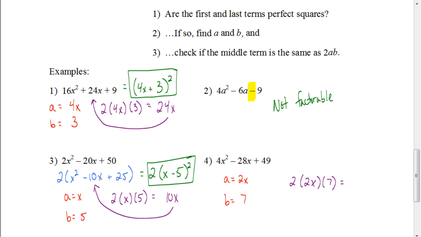Now I want to figure out, is 2 times that 2x times the 7 equal to our middle term? Sure enough, 2 times 2x times 7 is 28x, which is our middle term. So now we want to factor this down. Since it's a minus and a plus, again, you want to factor this down to be the a minus b quantity squared. So this will be 2x minus 7 quantity squared. That is how we factor a perfect square trinomial.